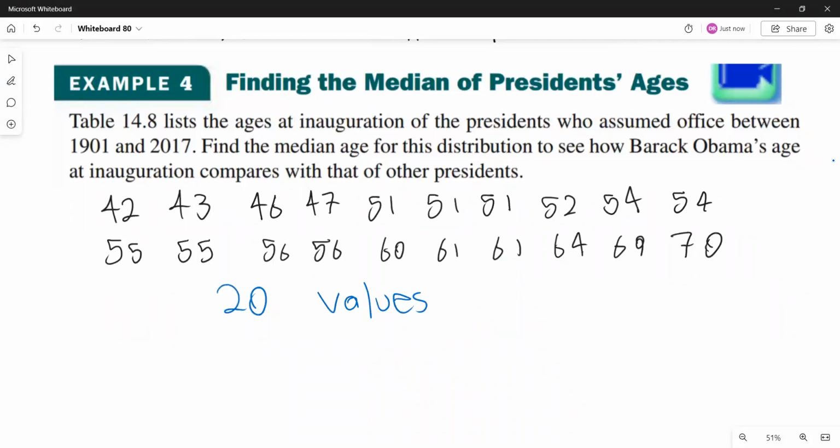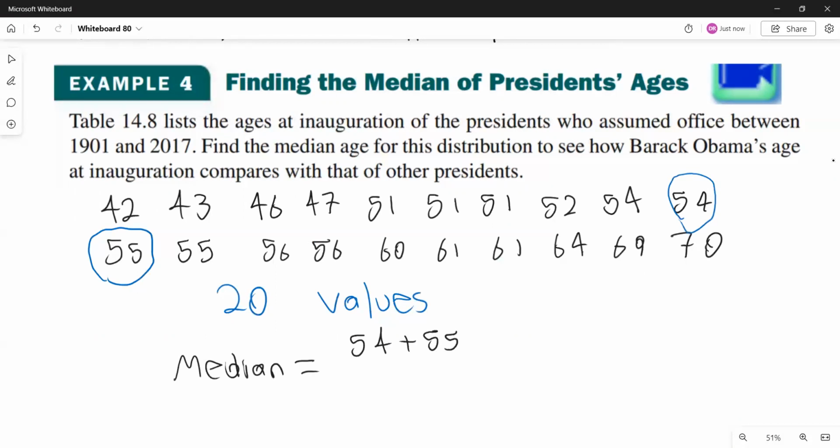So the median is going to be the mean of the 10th and 11th values. So you have the two middle values, the 10th value and the 11th value. The median, since you have 20 values, is going to be the mean of the two middle values, the 10th and the 11th value. So that is going to be 54.5.